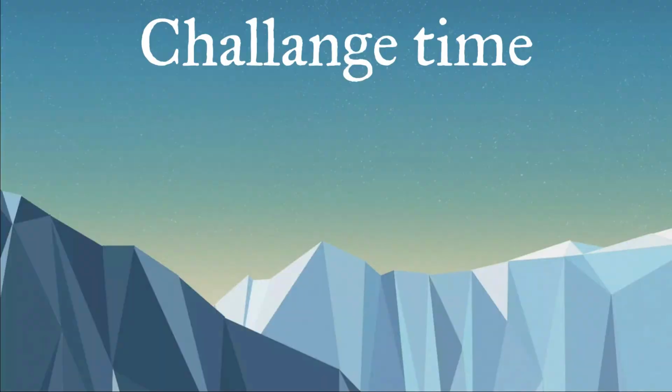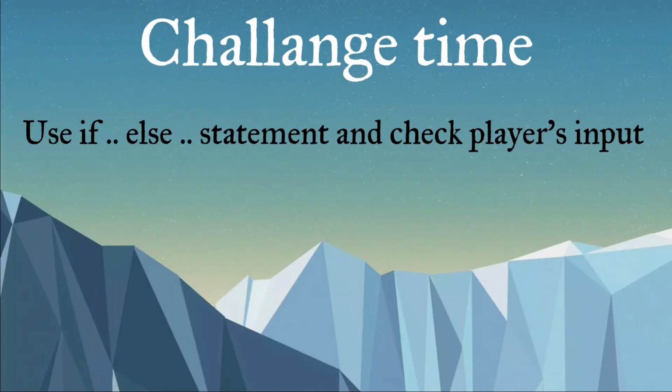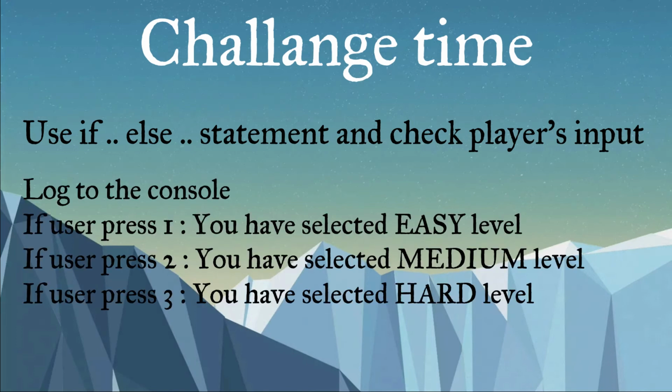It's challenge time. Use an if-else statement and check the player's input. If the player presses 1, then log to the console, displaying the message you have selected level 1 easy. And do similar for 2 and 3. So pause the video now, and give that a go.